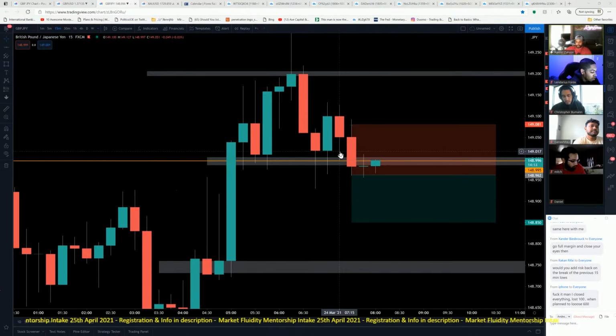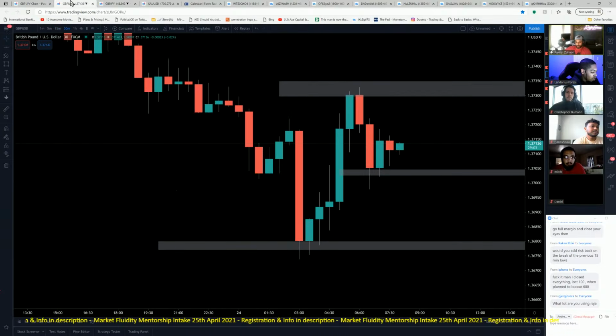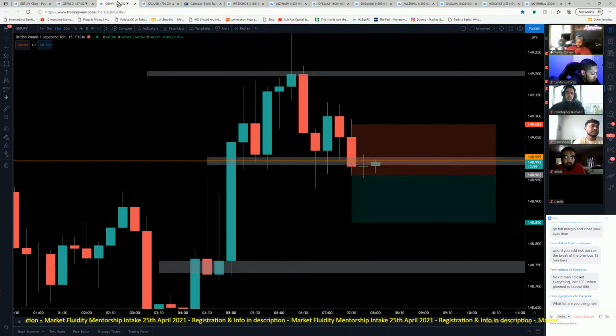So what's this price? 149.015. What lot size are you using? I'm using a 15 lot over here. So right now I have 6 lots open at this point. I close the rest.